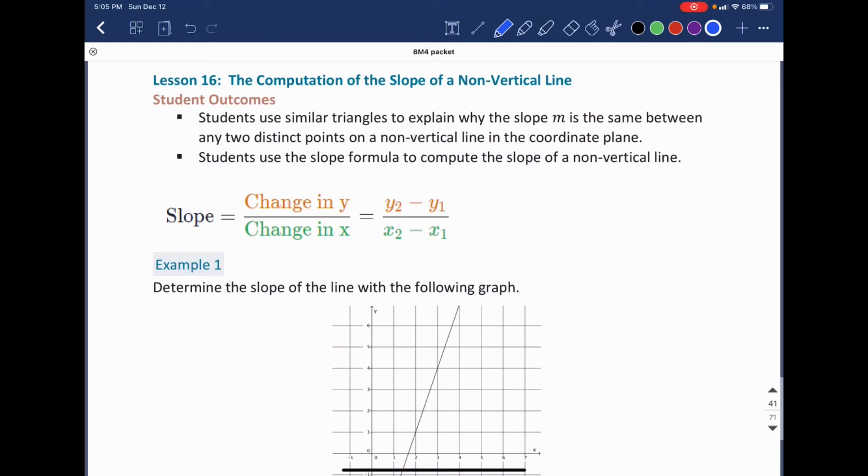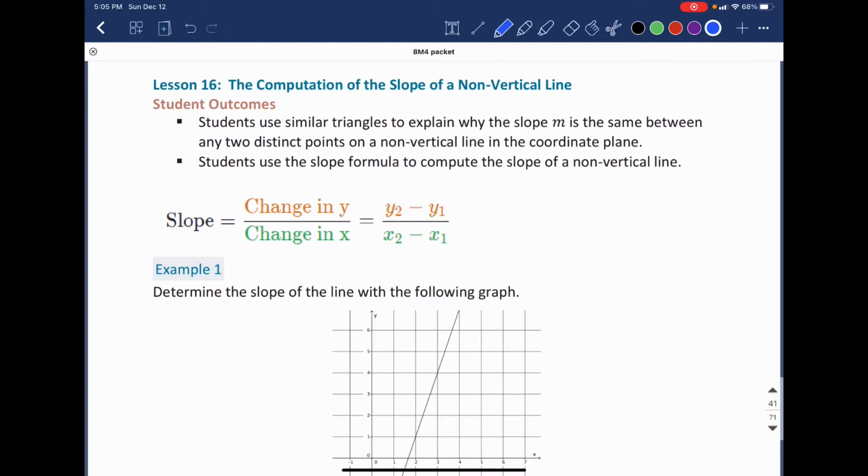Hi, this is Miss Dietrich, and today we're doing 8th grade Mod 4, Lesson 16, the computation of slope of a non-vertical line. Remember, a vertical line is just straight up and down, and you can't find the slope of that. Students use similar triangles to explain why the slope m is the same between any two distinct points on a non-vertical line in a coordinate plane.